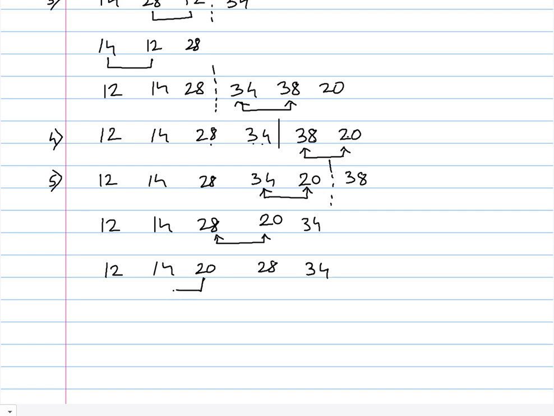Now we'll check 20 with index 1. At index 1 we have 14. Is 14 less than 20? Yes. That means the newly added number 20 is at the proper place. So at the end of the fifth iteration, the sorted list consists of 12, 14, 20, 28 and 34, and the last element is 38. Now at the sixth and final iteration, as there is only one number, that number is at a proper position and gets added to the sorted list. So at the end we get 12, 14, 20, 28, 34 and 38. So that's how this insertion sort algorithm works.